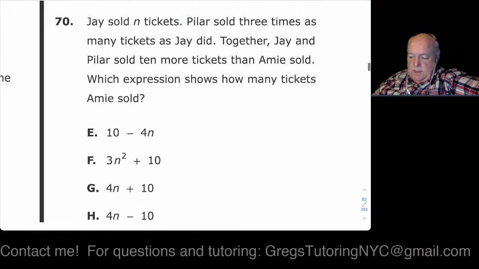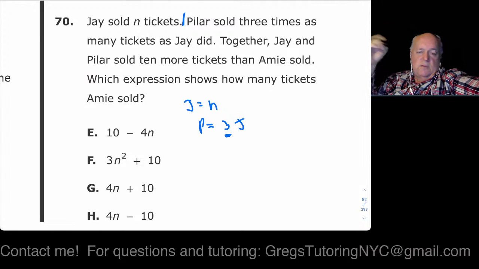J sold N tickets. Okay, so we're up to here. Pilar sold, or I'm not sure how to say that, it might be Pilar. Pilar sold 3 times as many as J did. If you notice, this is similar to the other one where we did the 3 times the number of occupants times 3 times the 20, right? These do not become 3P equals J. That's not what's happening here, right? So that's not what these mean.